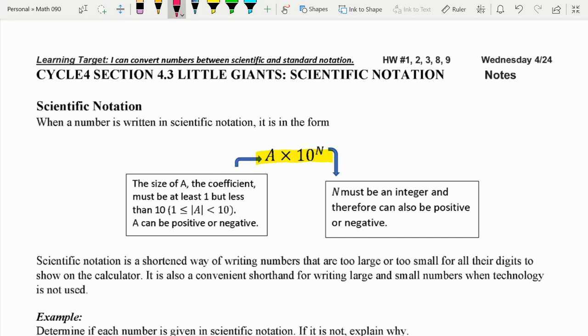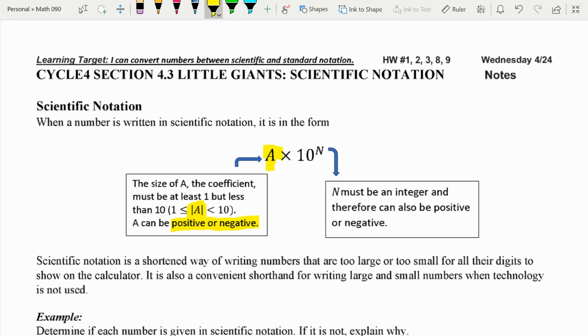And all that means is, let me get this highlighter going. A right here has to be between 1 and 10. It can be positive or negative, but we're looking at the absolute value of it. Remember, absolute value is just going to be positive. So the absolute value of it has to be between 1 and 10. It can equal 1, but it has to be less than 10, so it cannot equal 10.